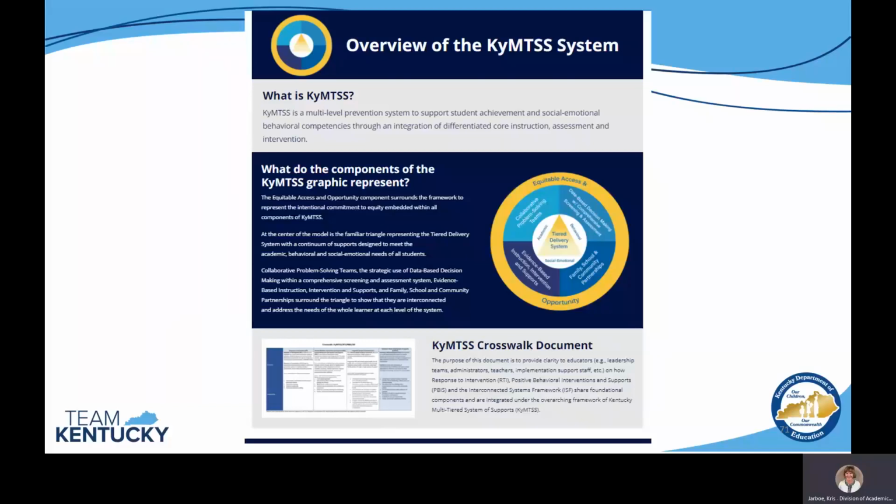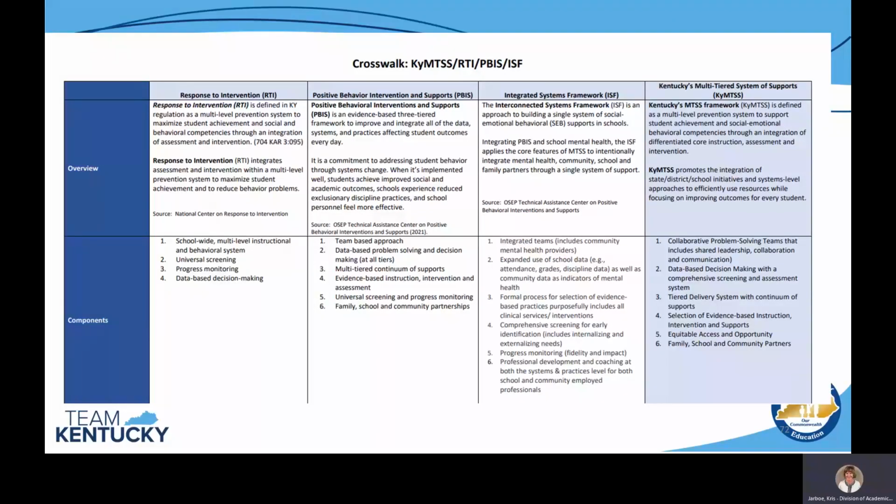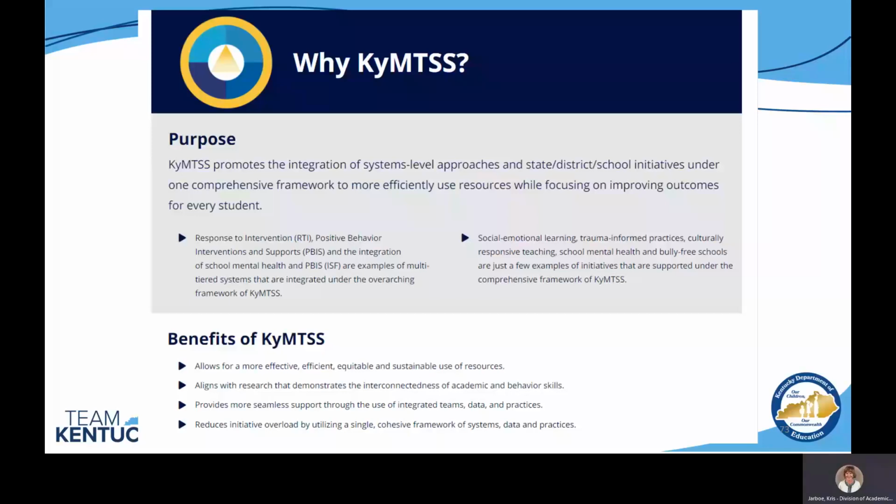The overview page provides the definition and then the KYMTSS graphic illustrating the 6 interconnected components, and also a crosswalk that is designed to provide clarity to educators, leadership teams, administrators, and so forth on how these systems are interconnected, and also how the foundational components are connected. The why KYMTSS page is designed to help educators understand how various multi-tiered systems and related initiatives all fit under this comprehensive framework, and what the benefits are of having an integrated framework.